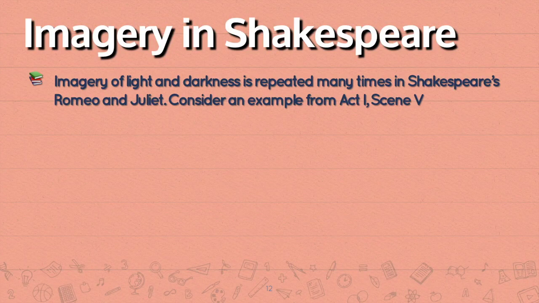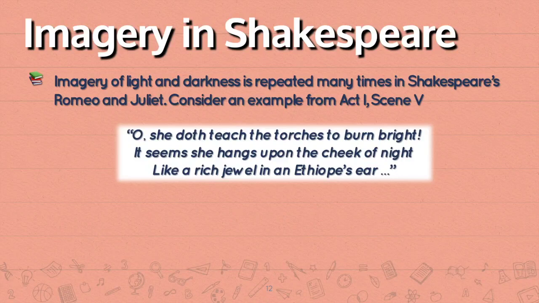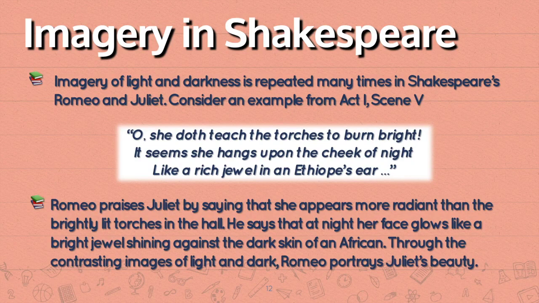Imagery in Shakespeare. That's right. Imagery of light and darkness is repeated many times in Shakespeare's Romeo and Juliet. Consider an example from Act 1, Scene 5. Oh, she doth teach the torches to burn bright. It seems she hangs upon the cheek of night, like a rich jewel in an Ethiope's ear.